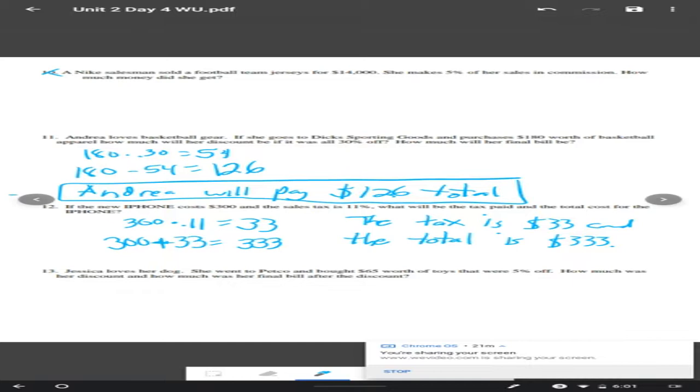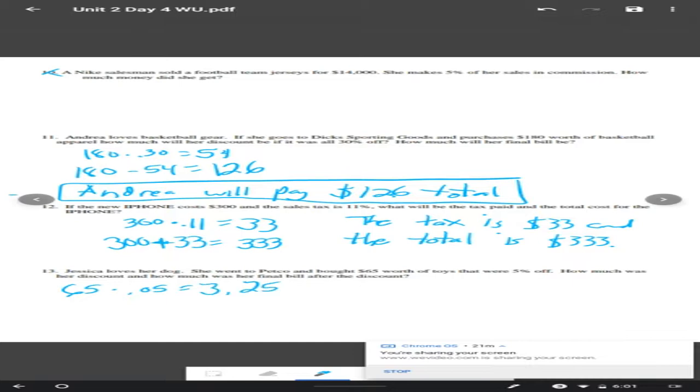And the last one on this page, Jessica talks about her dog. She went to Petco and bought $65 worth of toys that were 5% off. How much was her discount and her final bill? So we're just going to multiply those two numbers to begin always. So 65 times the 5 divided by 100 is 0.05. So 65 times 0.05. We get 3.25, which is nice.